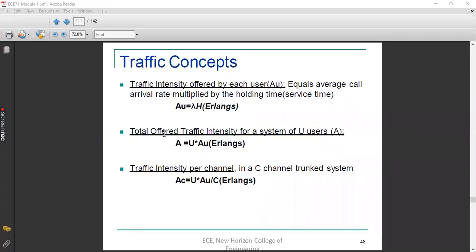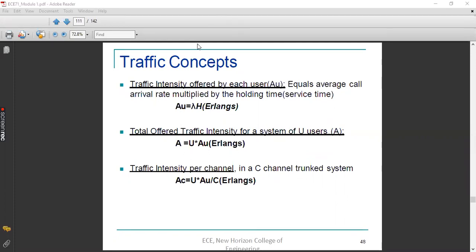Now, if we want to measure the total offered traffic intensity, what do we have to do? Total offered traffic intensity means we need to consider all the users. In the first point, we considered only one user. But here, we need to measure the traffic coming from U users. How many users are there? There are U number of users. So you need to multiply the parameter U with AU, which you found earlier.